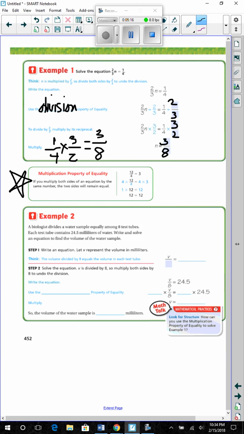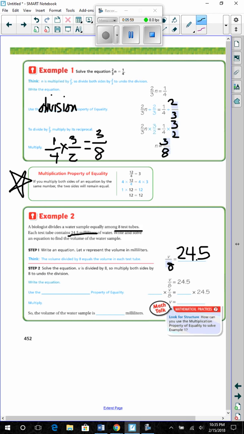Example 2. A biologist divides a water sample equally among 8 test tubes. Each test tube contains 24.5 milliliters of water. Write and solve an equation to find the volume of the water sample. Step 1. Write an equation. Let V represent the volume in milliliters. So V over 8, because they're dividing among 8 test tubes. And that's going to be equal to, well, what's the other number in your story problem? 24.5 milliliters. That is how you're going to write the equation out.